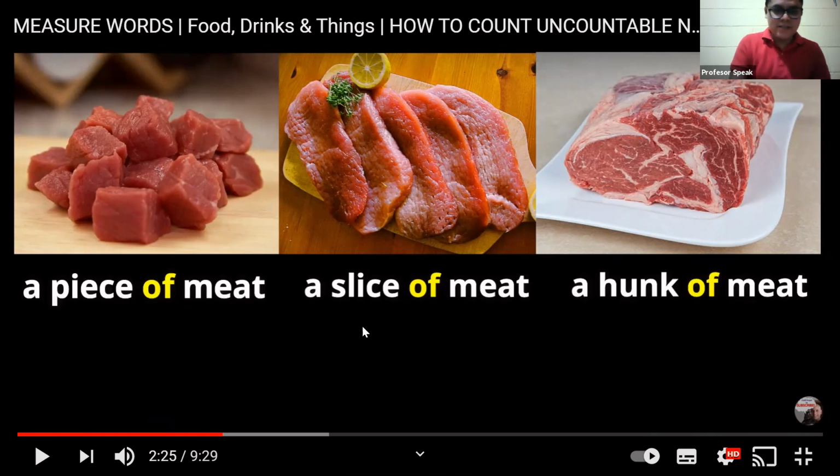A hunk of meat. So repeat after me: a piece of meat. A slice of meat. A hunk of meat. Hunk. Make sure you pronounce this word properly. Focus on the ending sound, hunk, because otherwise it might sound like hung, which is different. So, a hunk of meat.